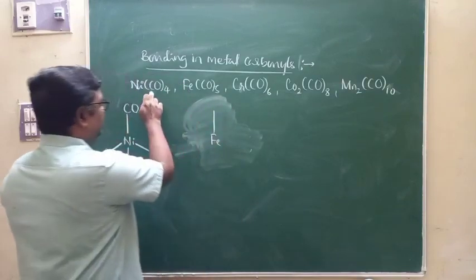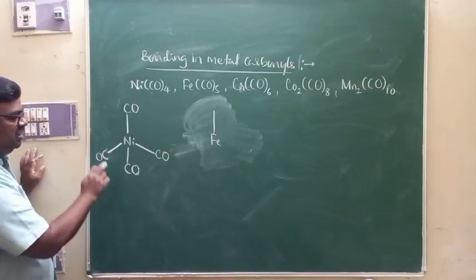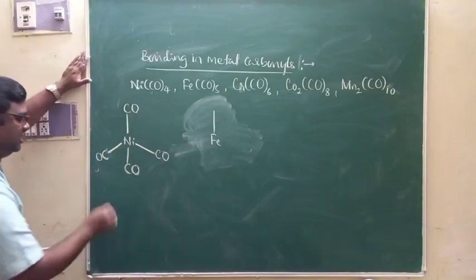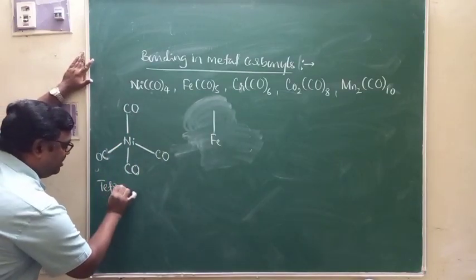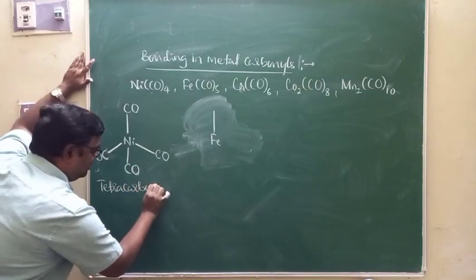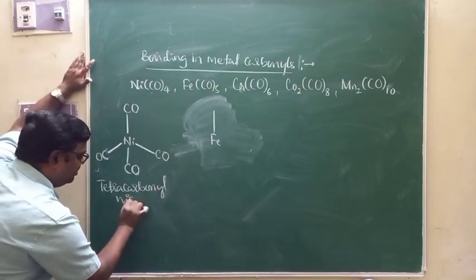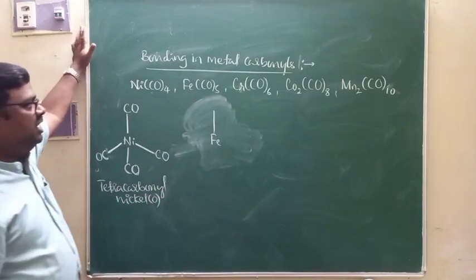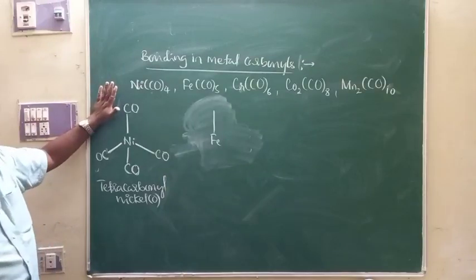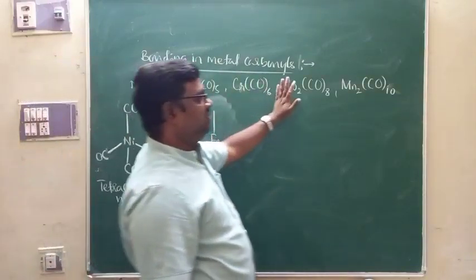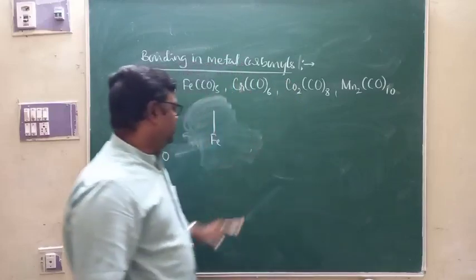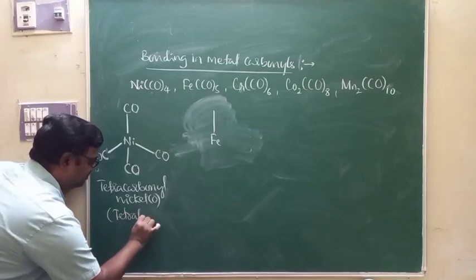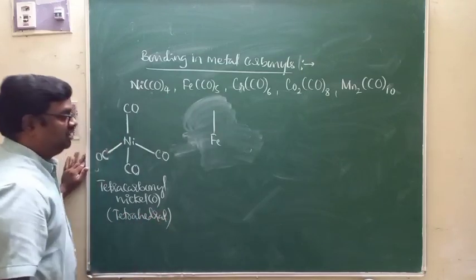This is a tetrahedral complex, where 4 carbon monoxide molecules are attached to the nickel through coordinate bonds. This is tetracarbonyl nickel(0). The oxidation state of nickel in nickel tetracarbonyl is 0. In fact, the oxidation state of the central metal in metal carbonyls will be 0. The geometry of the complex is tetrahedral.